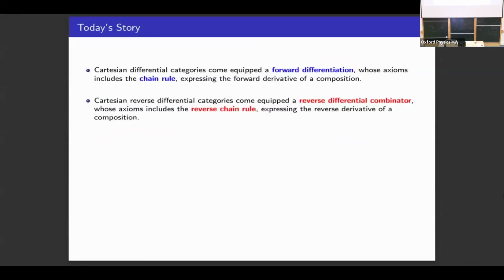So the idea is that Cartesian differential categories come equipped with a forward differentiation operator. This is axiomatized by several rules, in particular, the chain rule, which tells you what the derivative of a composition is. On the other hand, Cartesian reverse differential categories, as the name suggests, come equipped with a reverse differential operator. This is also axiomatized by certain axioms, including the reverse chain rule, which tells you what the reverse derivative of a composite is.